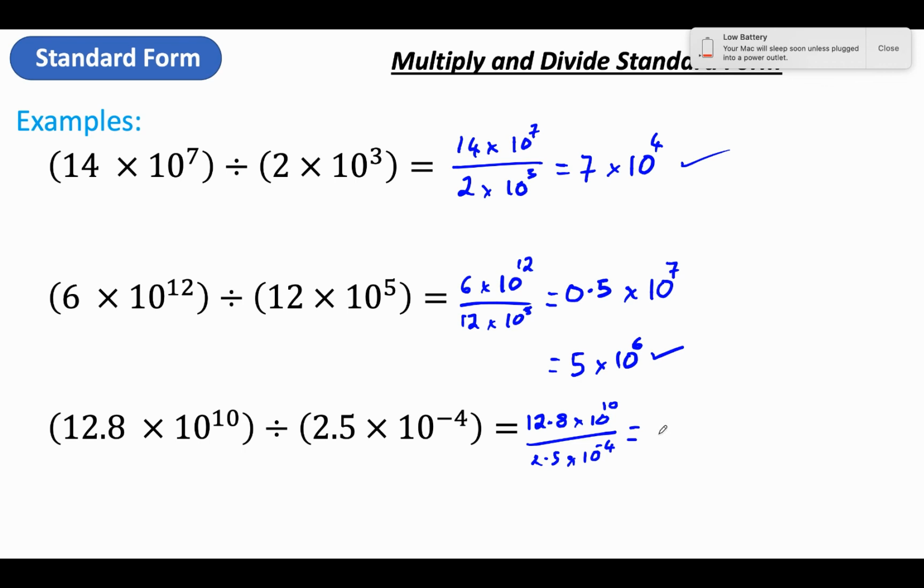Okay, what are we going to do? We are going to do some division here. So remember, we're dividing the decimals first. So it's 12.8 divided by 2.5.